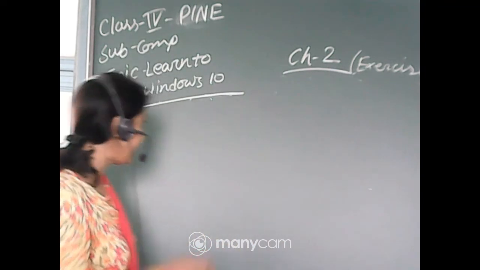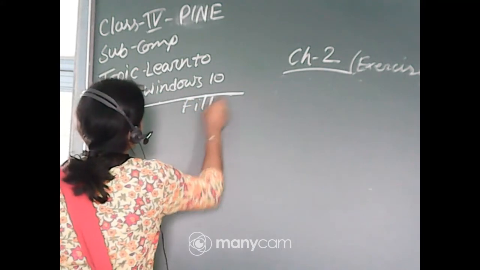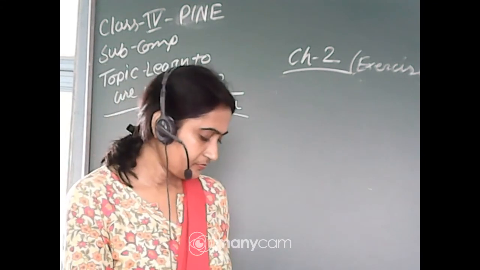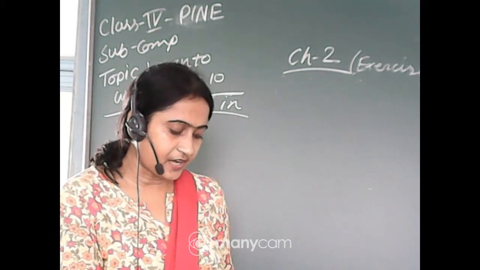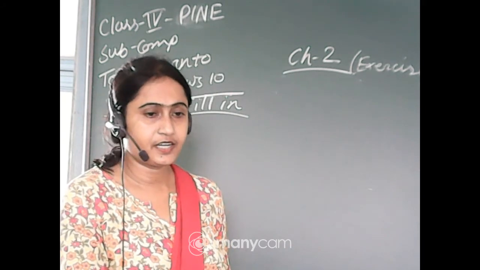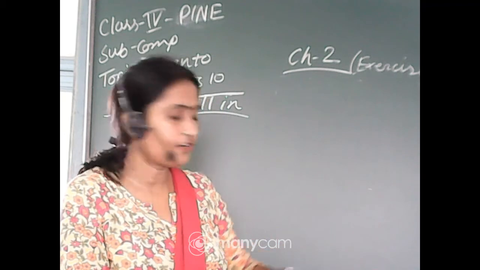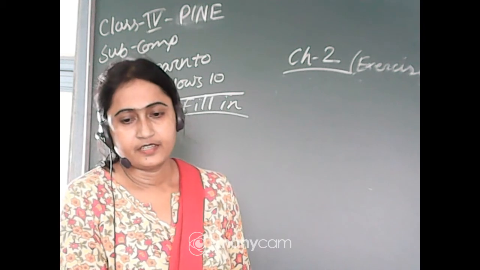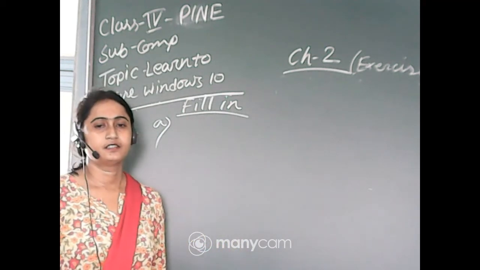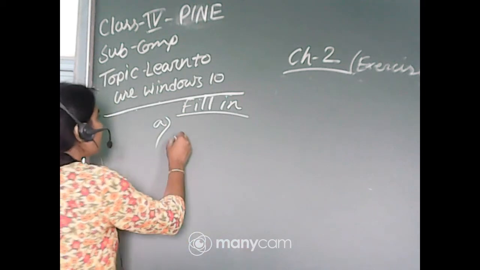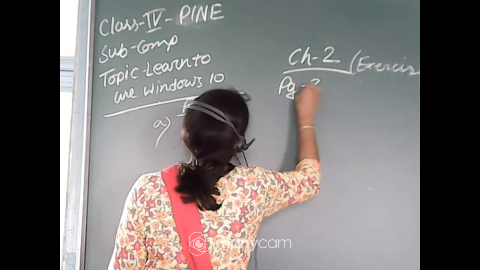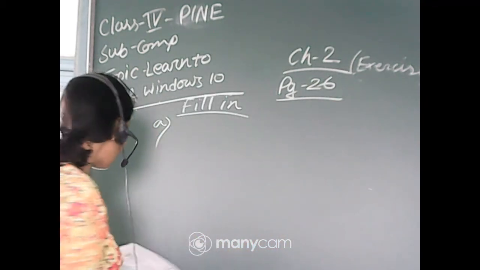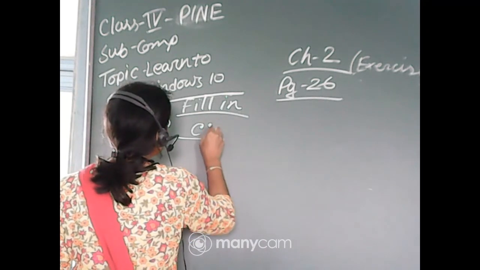Number A. Dash is the default drive of the computer. Do you know the answer? If you don't know, please write it down in your book. Open page number 26. Let's check. The default drive is C. C drive.